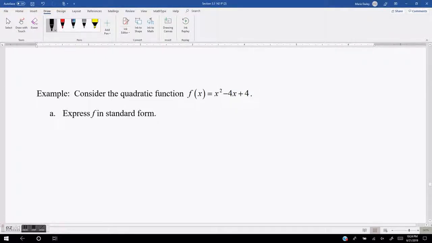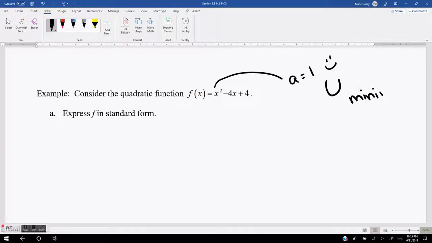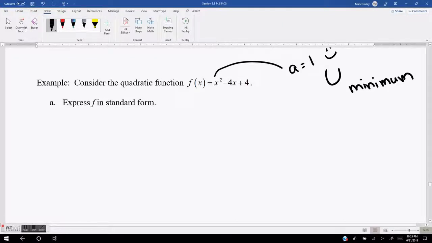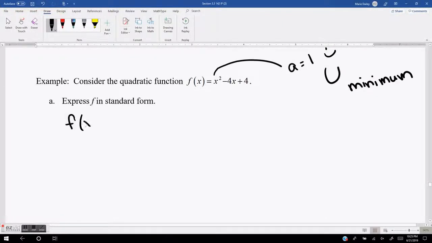Okay. All right, so the first thing we notice here is that life is happy, a is equal to 1, which means the graph is going to open upwards. So right off the bat, we know that we are going to have a minimum. So that is good news for us to hear. So let's express this in standard form. First thing I'm going to do is move that constant term over to the other side.